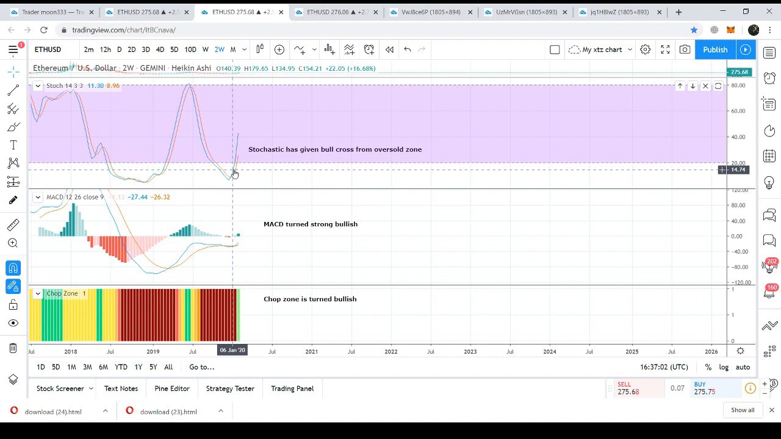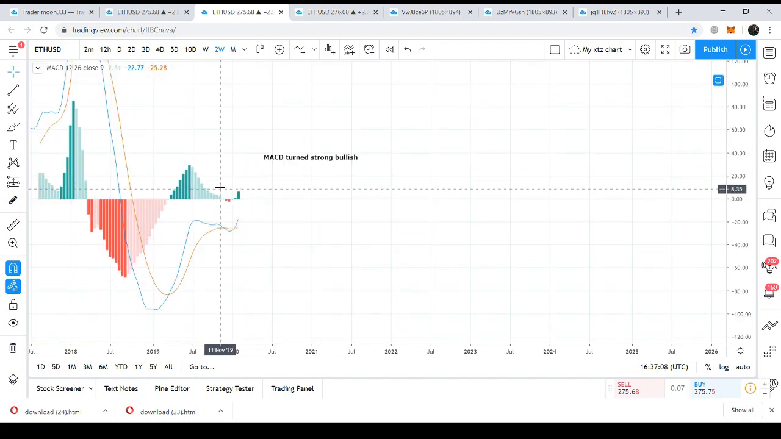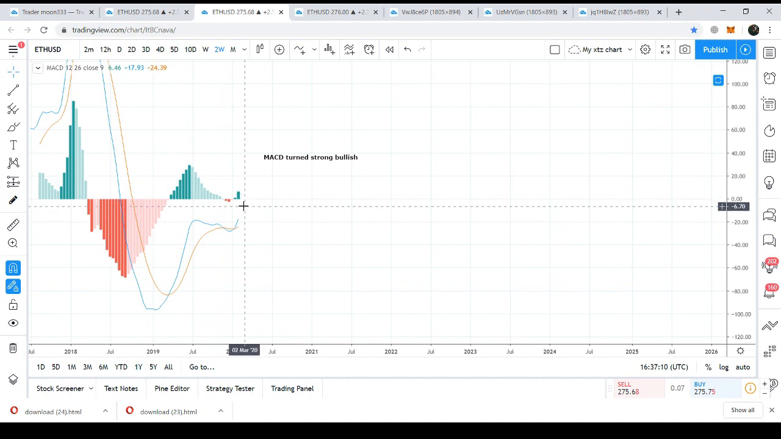This is a very long-term chart, and here you can see the moving average convergence divergence has also turned very strong bullish with a bull cross.